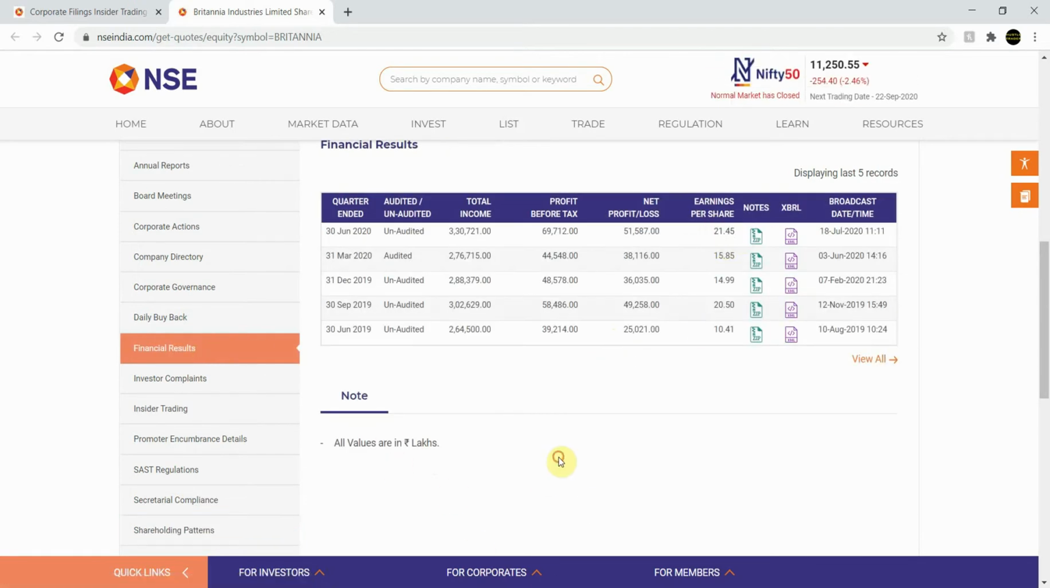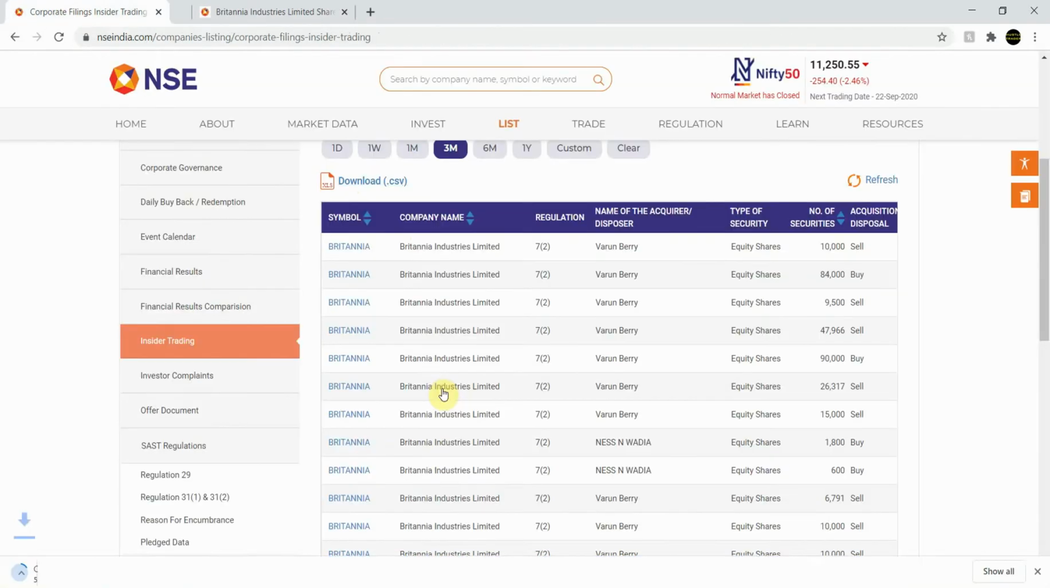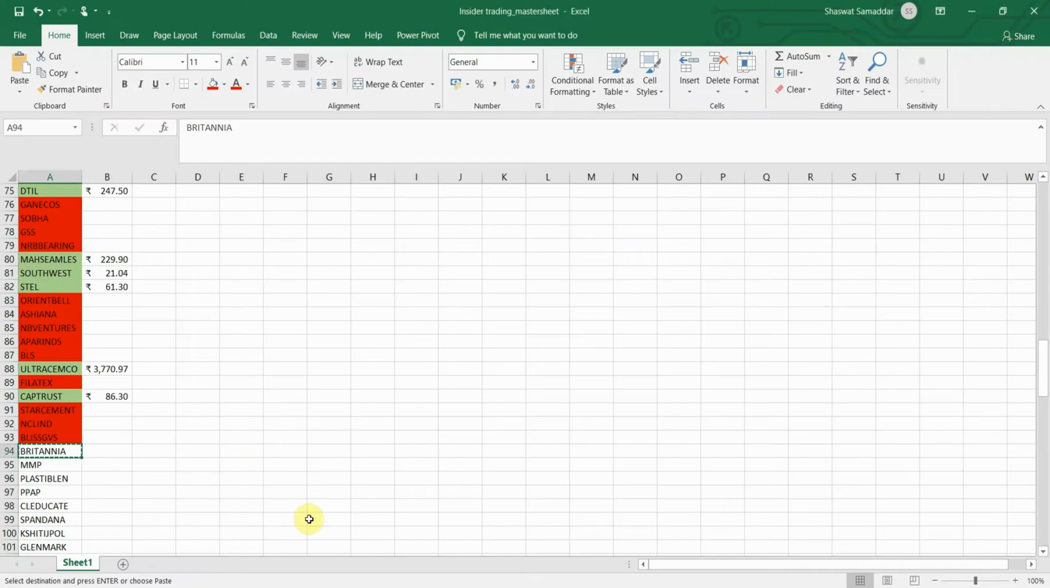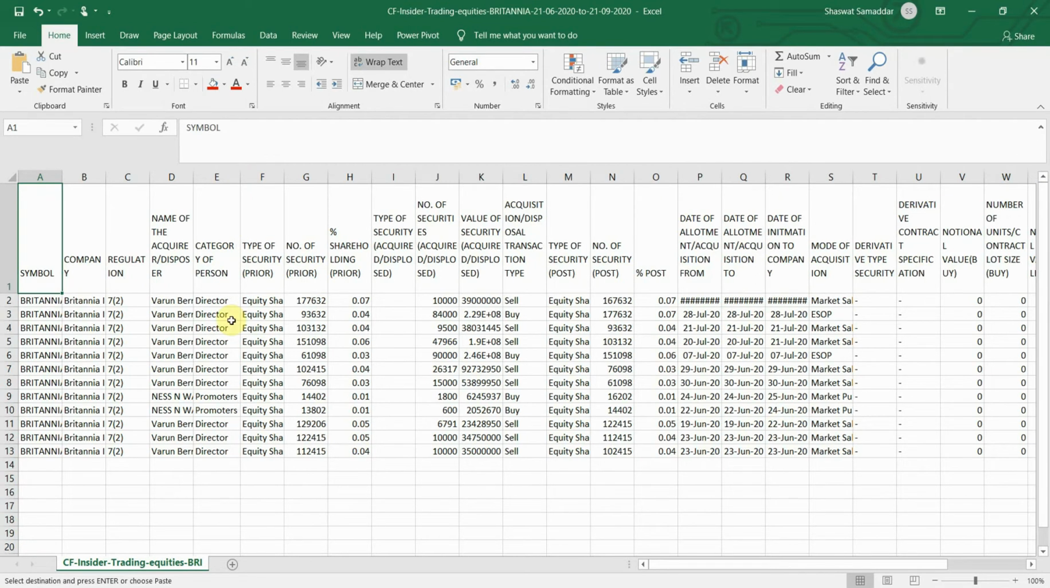Earnings per share is positive. So next step, we all know that we have to download the 3 months insider trading report of Britannia only. And what we want is that we just want the promoters or promoter groups who have bought the share through market purchase. We will delete all except promoter and promoter groups.